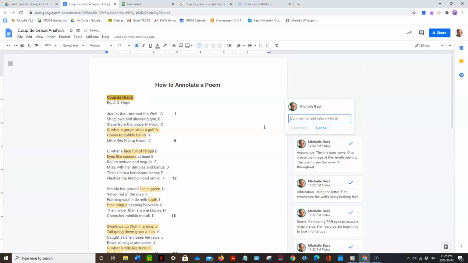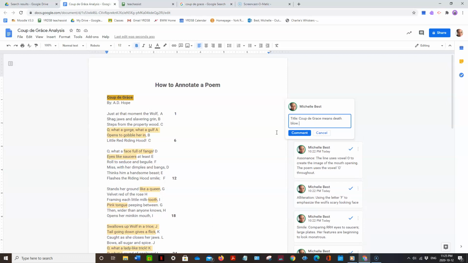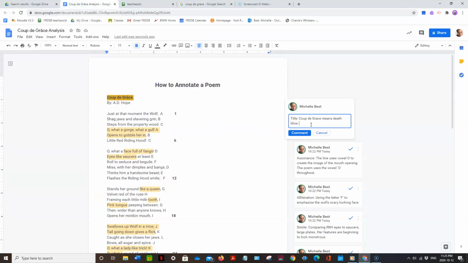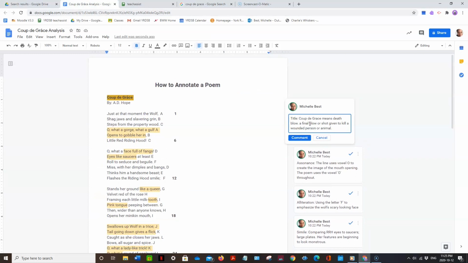I'm going to put, so I use that plus. Coup de grace means death blow, and I happen to have the definition here: a final blow or shot given to kill a wounded person or animal. It really means to put the animal out of its misery.